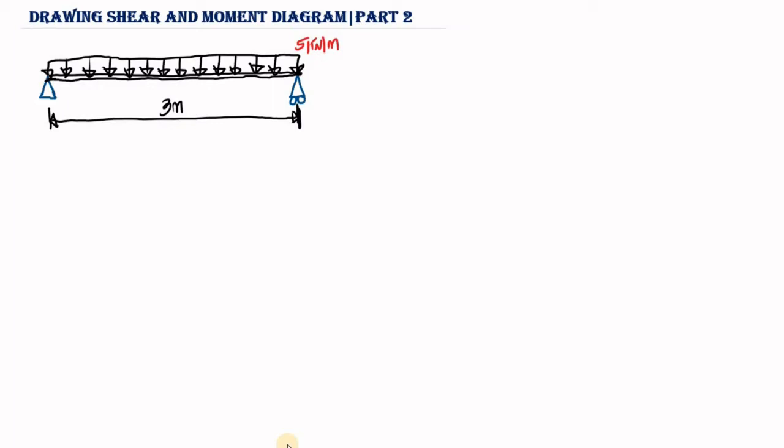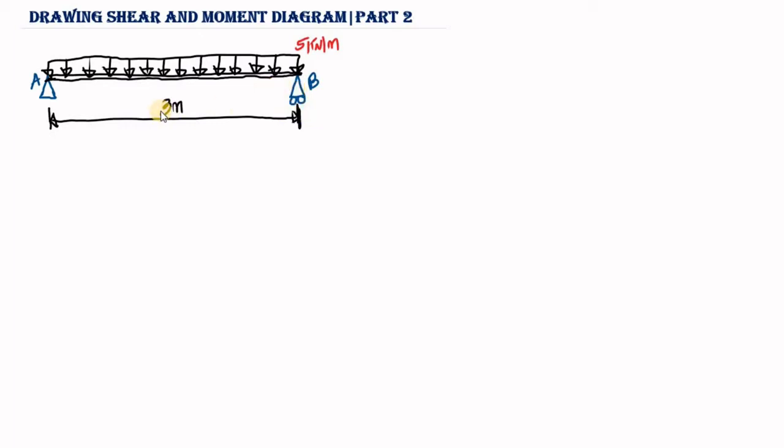With that being said, let's draw shear and bending moment diagram of a beam. So as you can see on the screen, we have a beam. And on this beam, we have a pin support and we have a roller support. So let's call this A and let's call this B. So we have a pin support and a roller support.